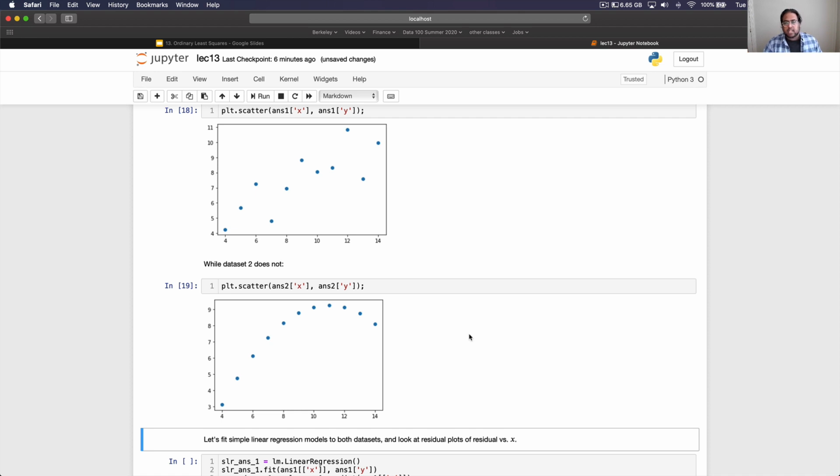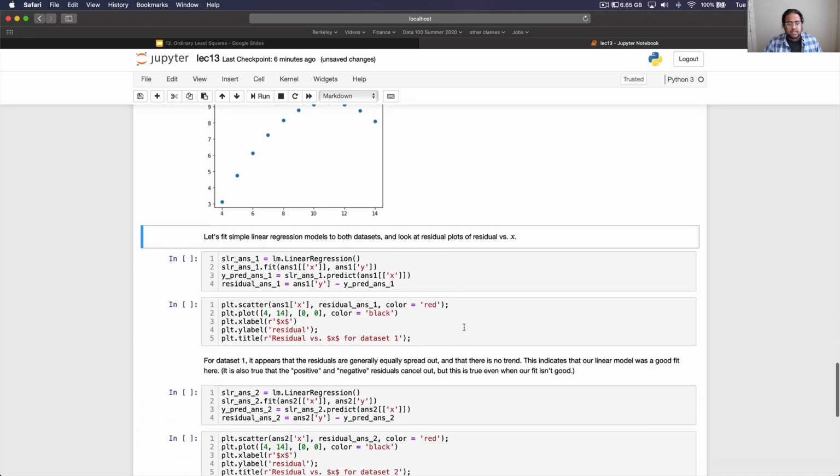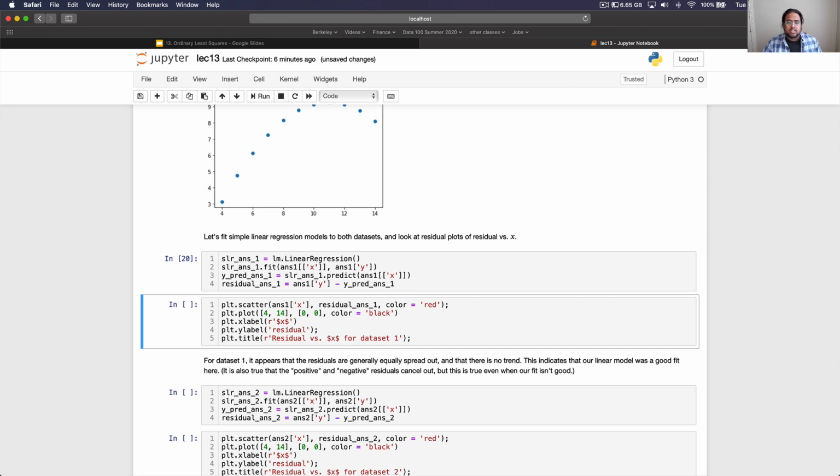Let's fit simple linear regression models to both datasets and look at the residual plot. So here I'm using scikit-learn's linear regression package. The usage of scikit-learn's linear regression will be talked about extensively in the following lecture, but for now, just think about this as fitting our model, determining what y hat is, and determining what our predictions are. And so now I have my true x's, which is just the x column from the Anscombe's dataset.